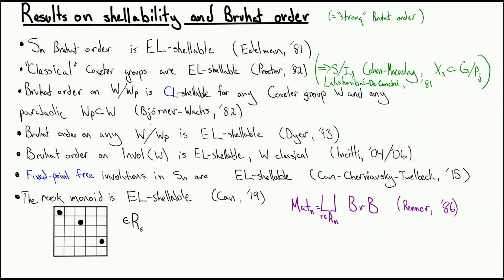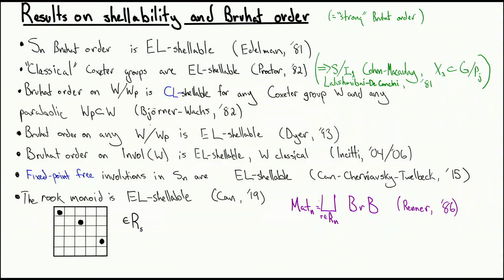Okay, so this was upgraded a little bit later by Dyer, who introduced this notion of reflection orderings. And so EL shellability is the stronger property. And then this was extended by Incitti to involutions in Weyl groups with the restriction of Bruhat order, in the case where, well, first for the symmetric group and then for all classical Weyl groups W. A little bit later, fixed point free involutions in S_n were shown to be EL shellable by Hultman, Linusson, Shareshian, and Sjöstrand. And one other work I'll mention is Can showing that the rook monoid is EL shellable.